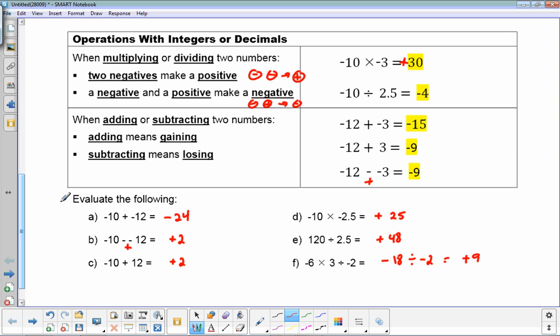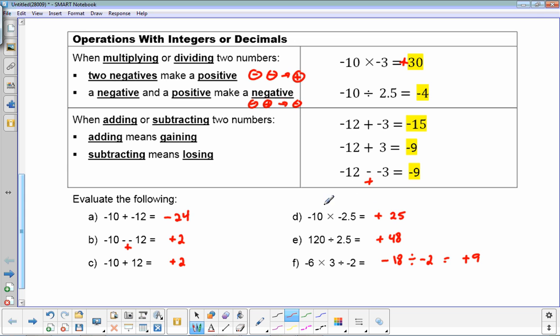Okay, now that you've had a chance to do your work, let's check our answers. Adding more negative gives you more negativity. Negative 10, subtracting negativity, this is really adding. So it'll be negative 10 plus 12 gives you plus 2. Negative 10 plus positive 12 is positive 2.